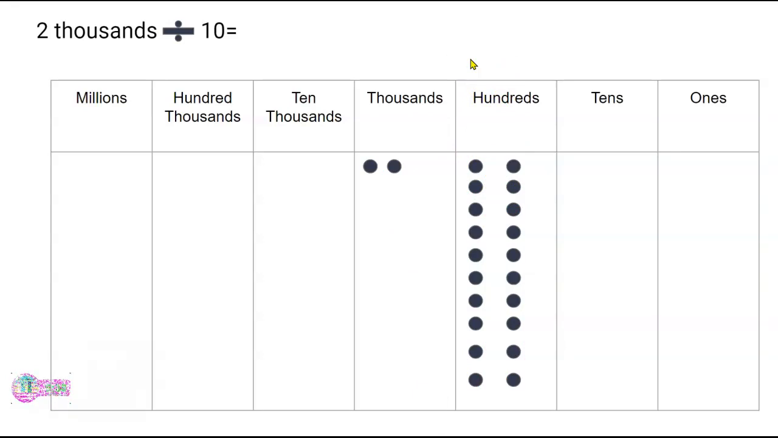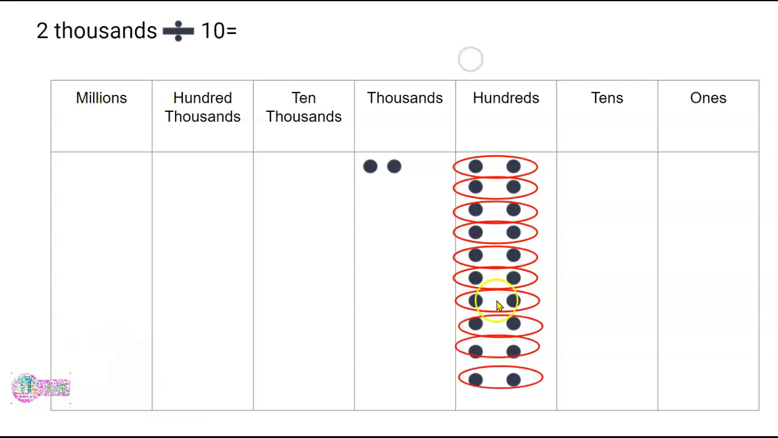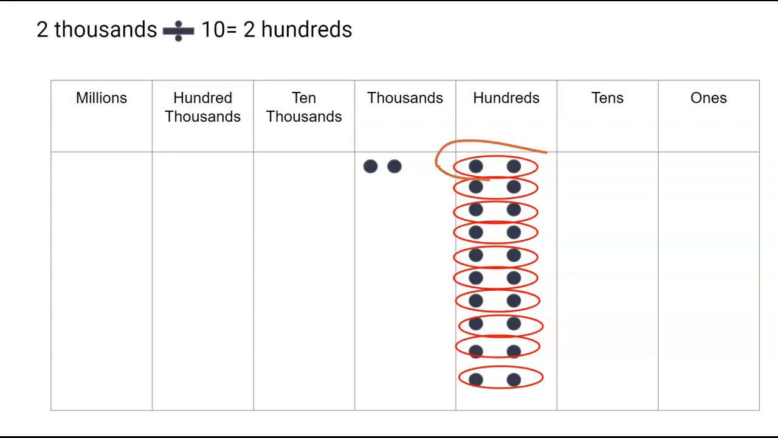So I have to have 10 equal groups of 2. So 1, 2, 3, 4, 5, 6, 7, 8, 9, 10. So I went ahead and took my hundreds and divided that by 10 to have my 10 equal groups. So now let's see how much one group would be. So 2,000 divided by 10 is equal to 200 because we're just going to look at one group. So one group has 200.